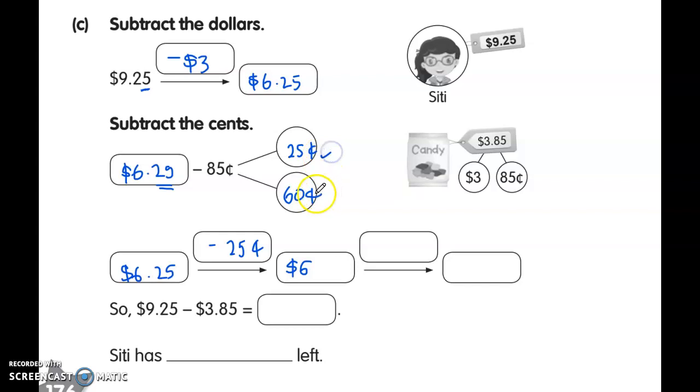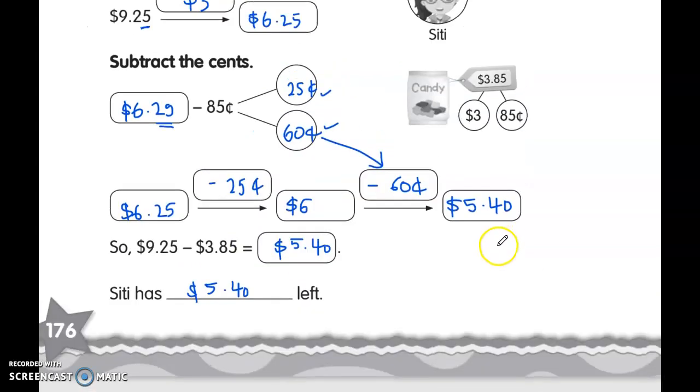Now, what have we missed out? The 60 cents, right? So now we're going to put this here. We still need to minus away the 60 cents. So $6 minus 60 cents, okay, you should get $5.40. Therefore, the answer is $5.40. So Siti has $5.40 left. Okay, well done. We have finished page 176 on subtraction involving money.